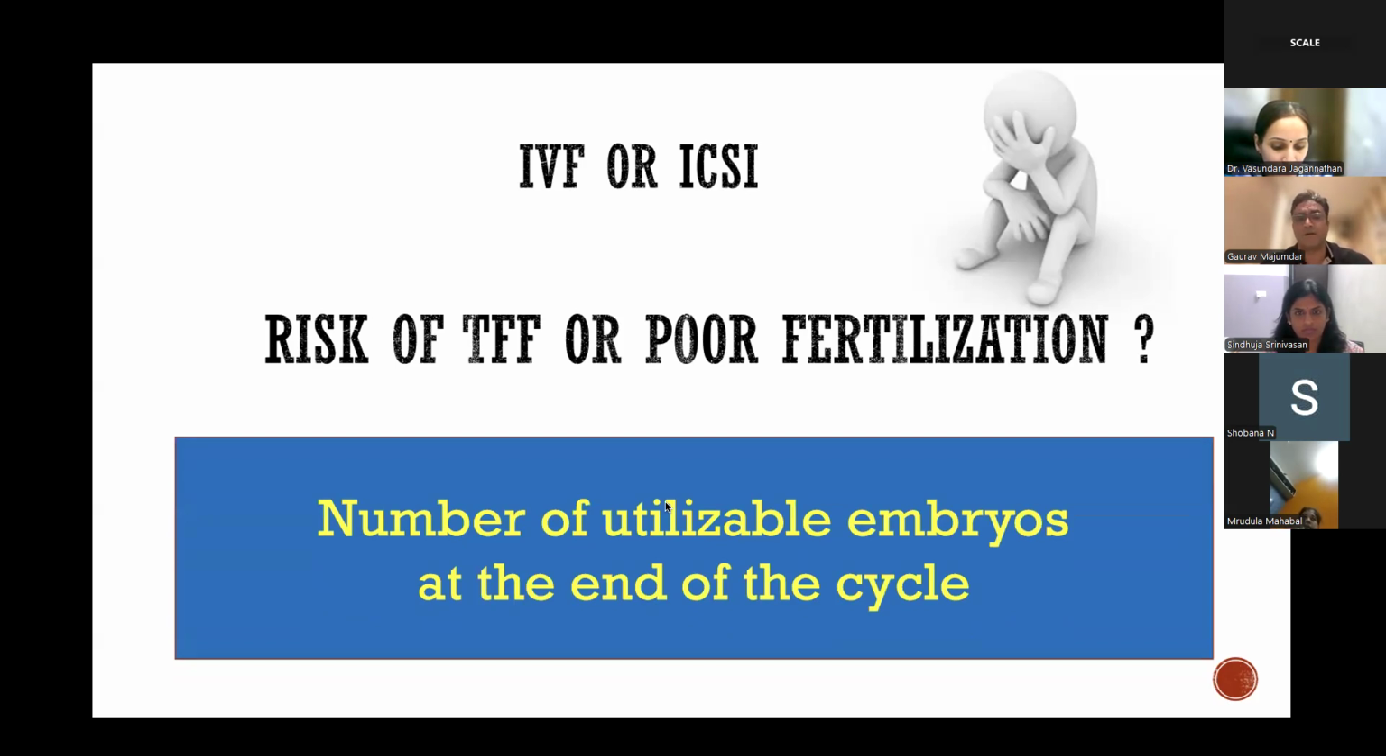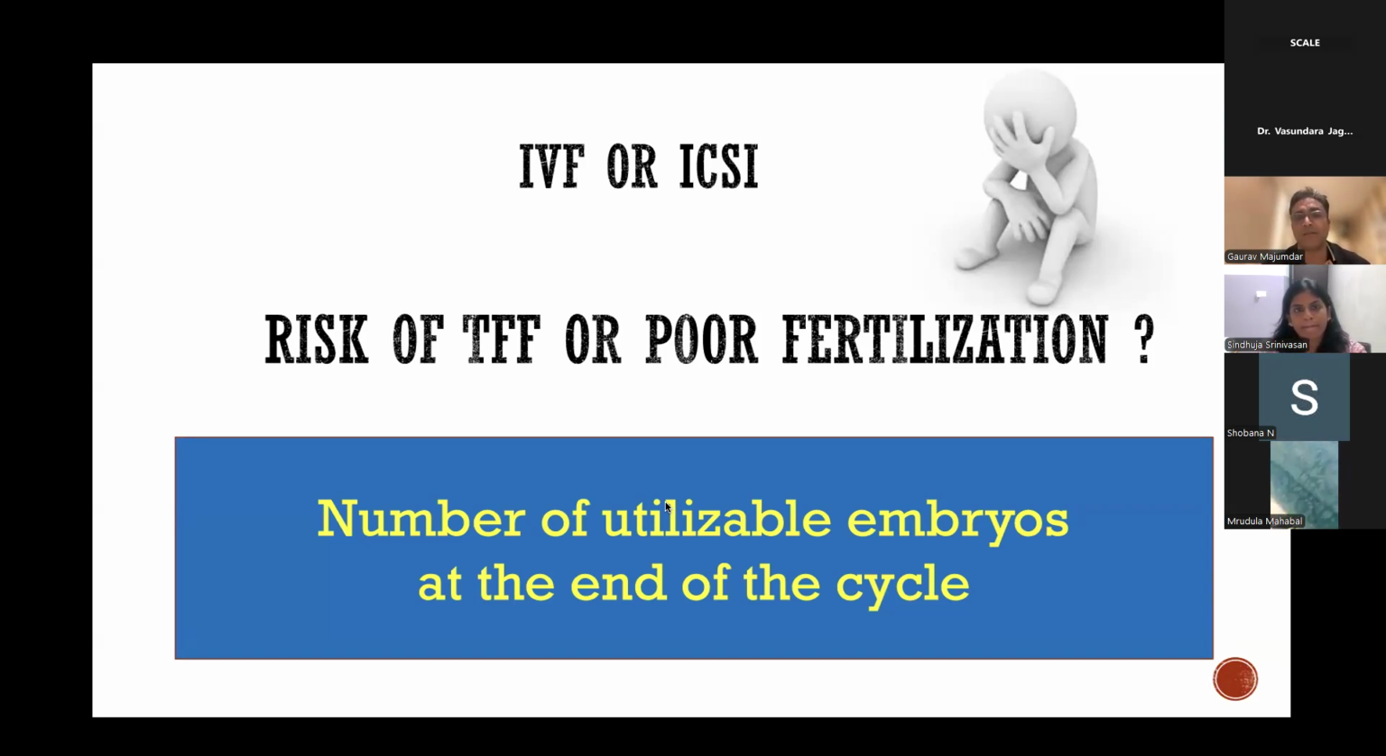And the second determining factor is, eventually after the cycle, the number of embryos that were generated as a result of either IVF or ICSI, right? So we now call that utilizable embryos, which are embryos either fit for embryo transfer or fit for freezing, because now we know that 80% of embryos are frozen and people resort to freeze-all cycles. So we have to change our thinking rather than purely obsessing over the risk of poor fertilization or failed fertilization as a deciding factor in making this choice between IVF and ICSI.